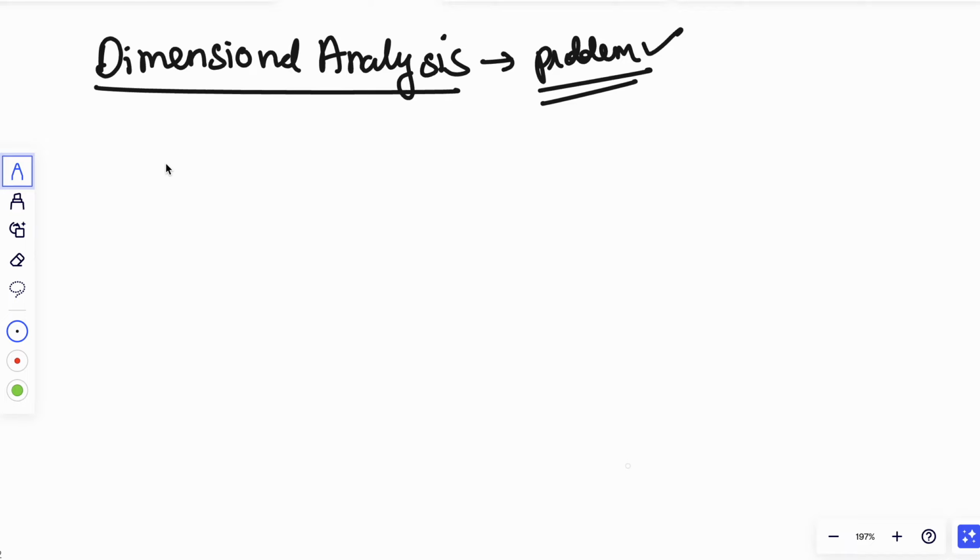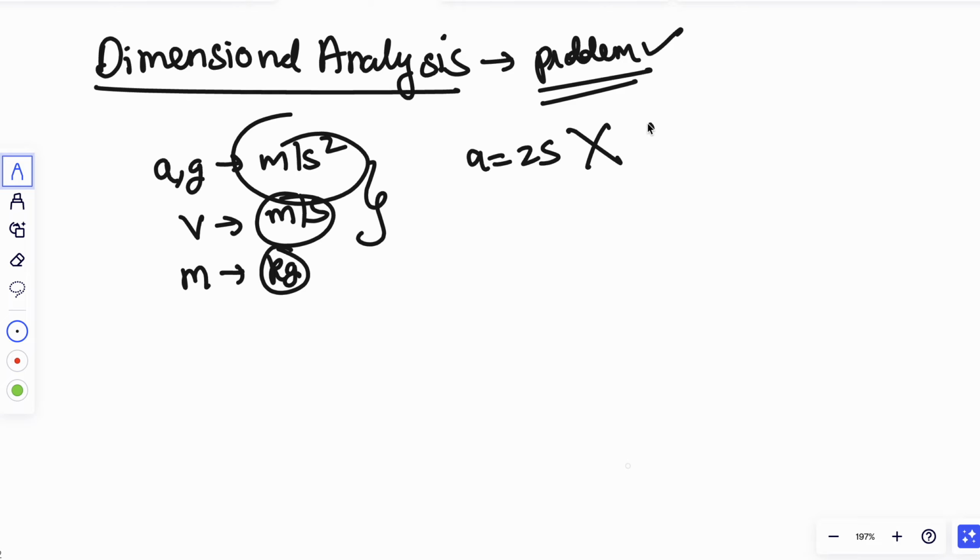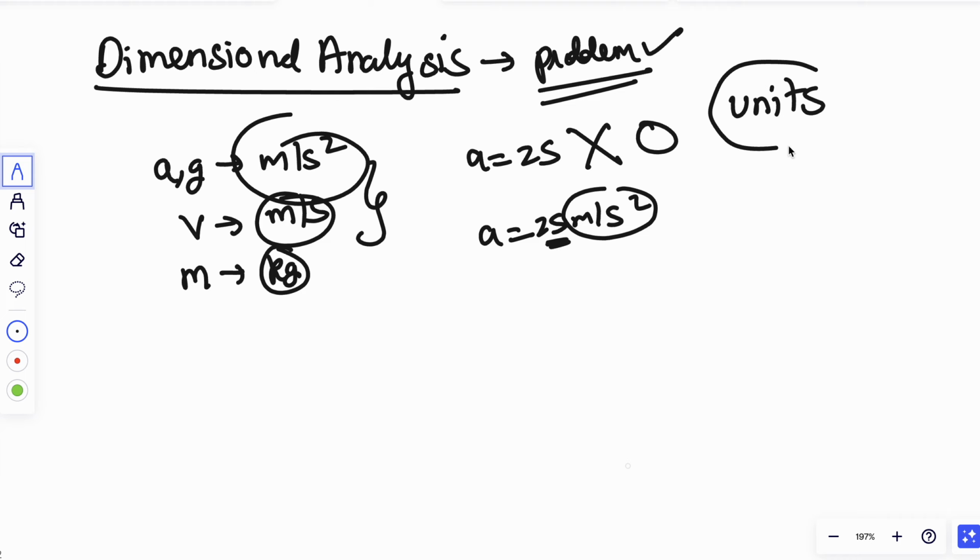In our school times we know that whenever we had acceleration, gravitational acceleration, it used to be meter per second square, right? If it was velocity, it was meter per second. If it was some mass, it used to be kgs. This was very important. If in our exams we wrote acceleration is 25, we used to get a big zero. Acceleration is 25 meter per second square. Without this meter per second square, this 25 does not make sense. So in physics, it is very important that units are mentioned. Units are the foundation of physics.